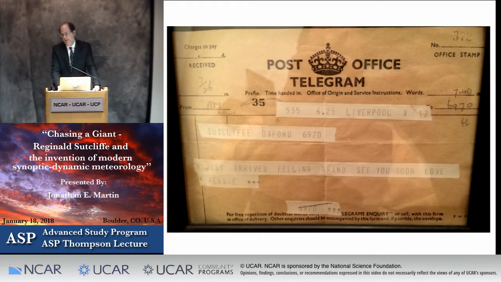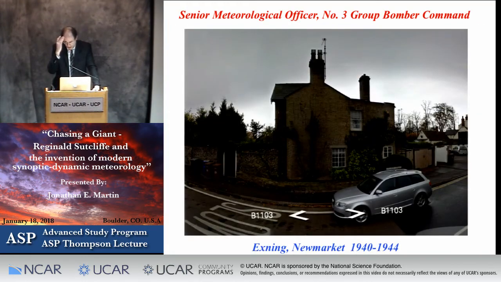So when he got back, they didn't send him back behind enemy lines. They sent him to Exning in Newmarket, and he was the senior meteorological officer for No. 3 Group Bomber Command. There were 8 groups by the time of the end of the war. I think at the time he started, there were 6. And their biggest task was to be hitting industrial targets in Nazi-occupied France and also in Germany, especially Hamburg and places in the northern part of the country. And he was there for 3.5 years.